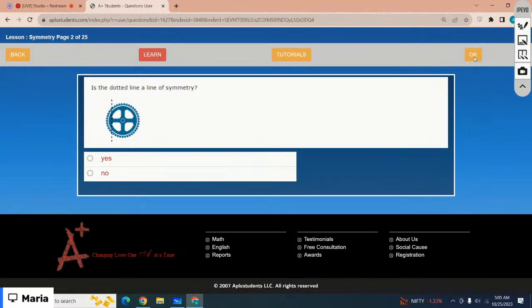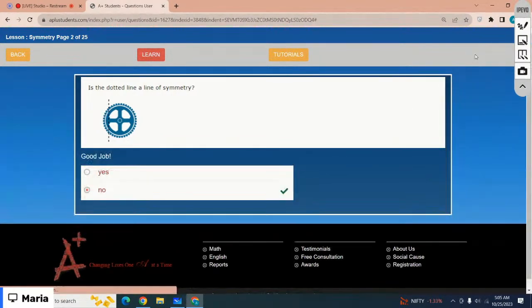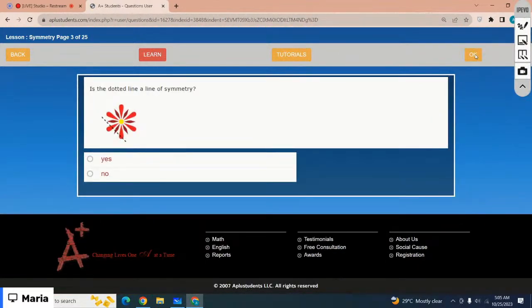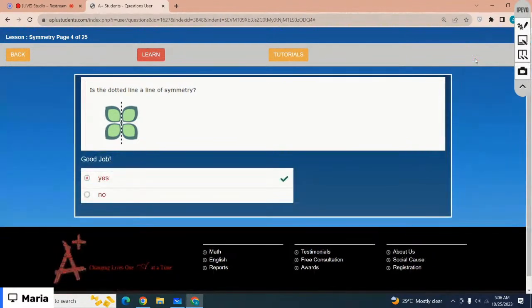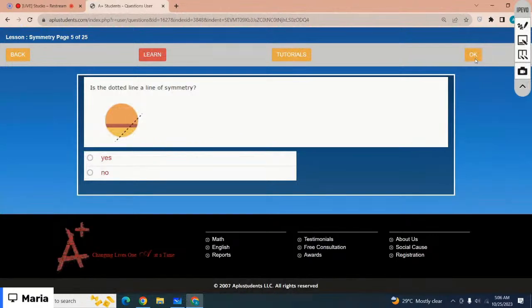Is the dotted line a line of symmetry? No. Is the dotted line a line of symmetry? No. Is the dotted line a line of symmetry? Yes, it is, right? If you fold the image along the dotted line, the two images are exactly the same. So the correct option is yes. Is the dotted line a line of symmetry? The correct option is no.